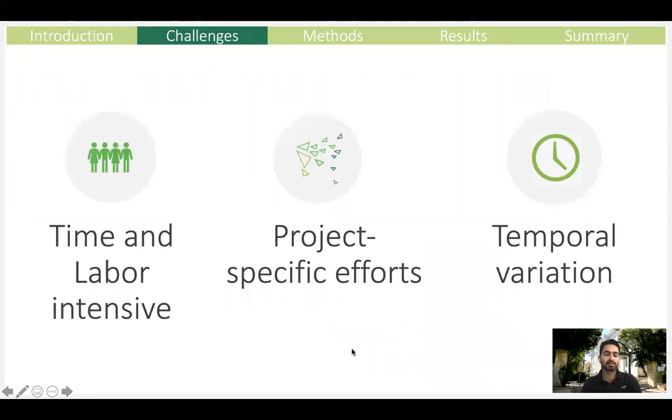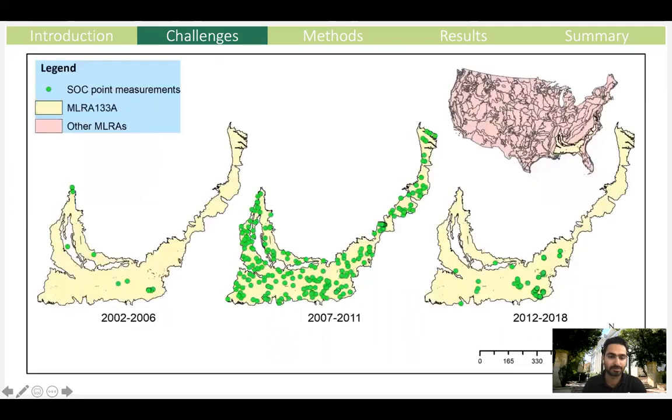So, challenges: soil organic carbon is time and labor intensive to collect. That's why most of the efforts are project specific and end up having clusters of data at some special research stations. The temporal aspect, like the frequency of those points taken over time, is also non-uniform. This picture shows how in 2002 and 6 there were very few soil organic carbon points, and then we had a few more points in 7 and 11, and then again they decrease.